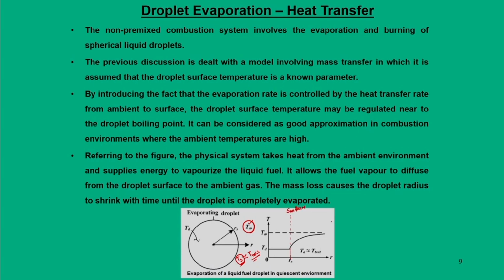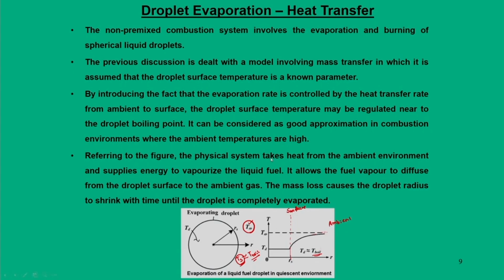So if you look at the conditions at the droplet surface Rs, and here we have ambient conditions, so the temperature is T infinity. The droplet temperature keeps on increasing. How long will it go? Initially it starts at its boiling point, and finally it can go up to a maximum of the free stream temperature T infinity. So this is the temperature distribution curve, how it should look.